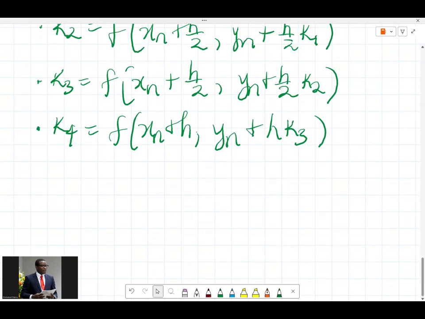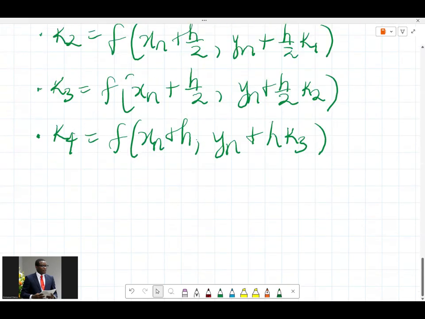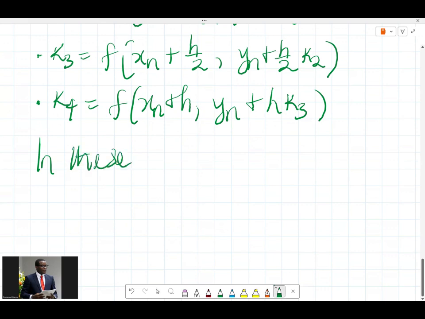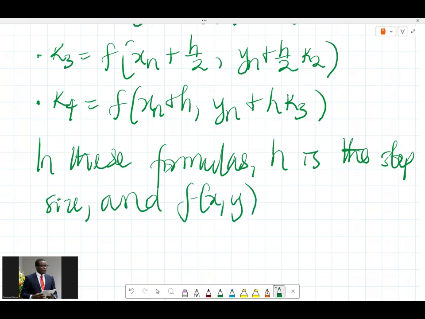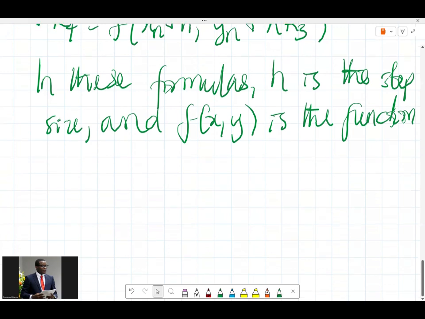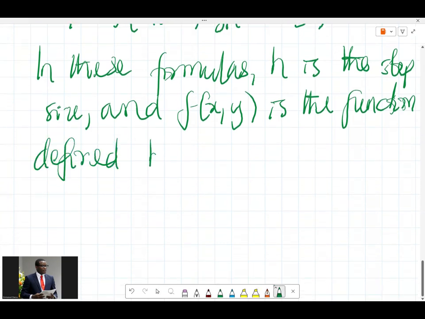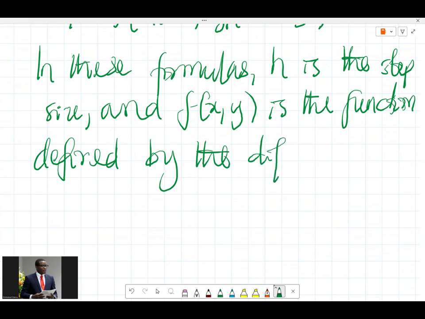So now you see that in these formulas, h is the step size, and f of x comma y is the function defined by the differential equation.